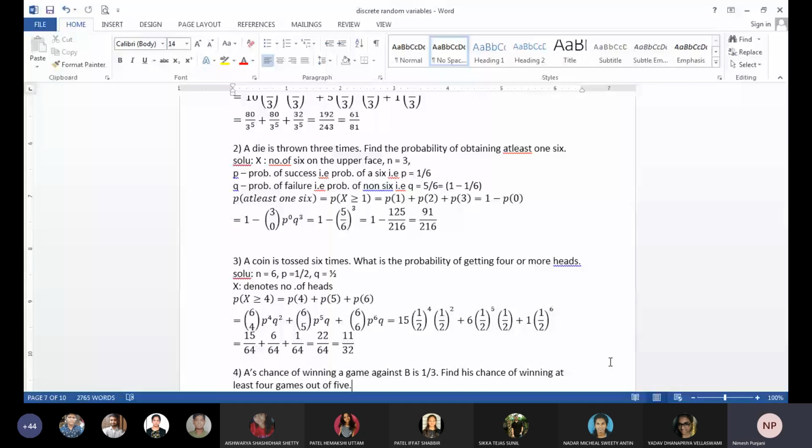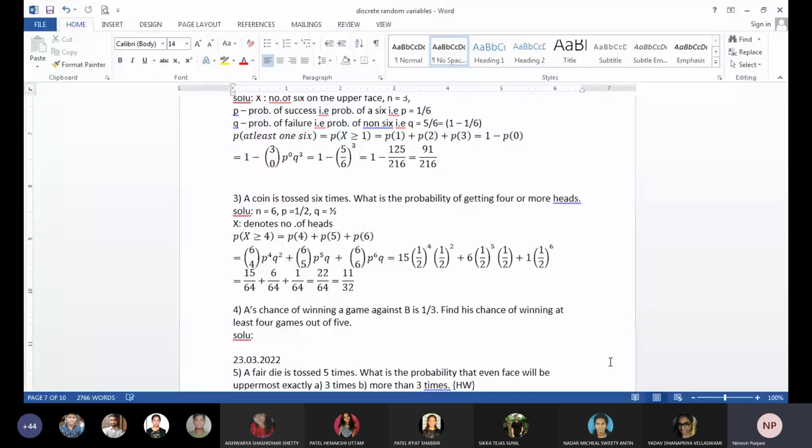Fine. Now we will go to sum number 4, and that will be the last for the day. So 23 will be the next class. Okay. What does your sum number 4 say? A's chance of winning a game against B is 1 by 3. That means probability of A winning the game is 1 by 3.